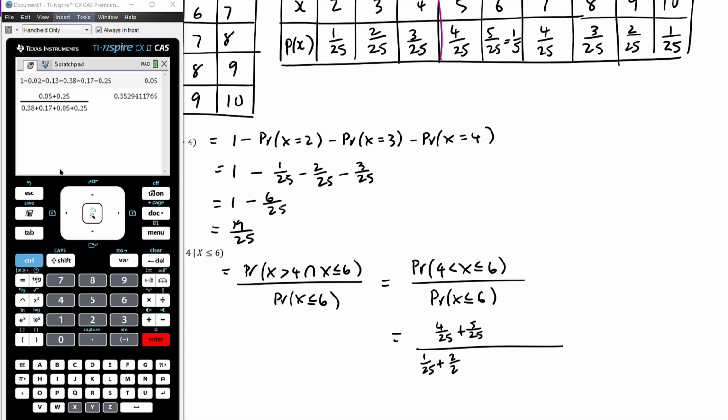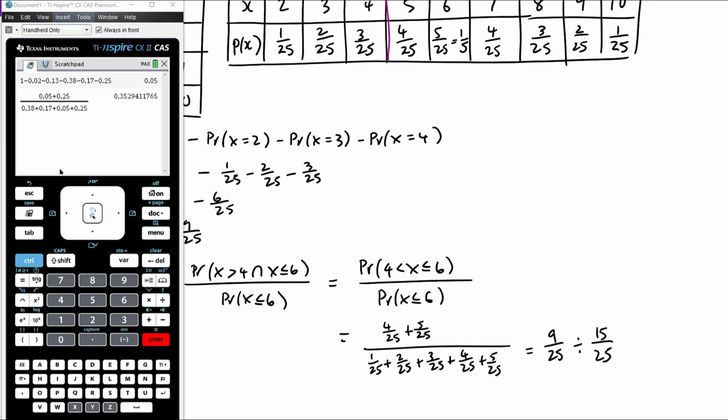1 on 25 plus 2 on 25 plus 3 on 25 plus 4 on 25, less than or equal to 6, so it has to include 6, so plus 5 on 25. Okay, so the numerator is 9 on 25. In fact, I might write it out separately. 9 on 25, and we are dividing by, what have we got there? 1, 3, 6, 10, 15 on 25. And so that's going to be 9 on 25 times 25 on 15. 25's cancel out. 9 on 15, common factor of 3, 3/5. Okay.